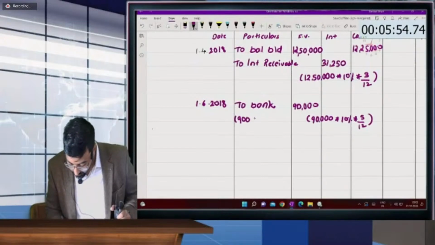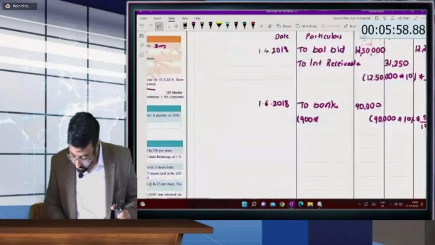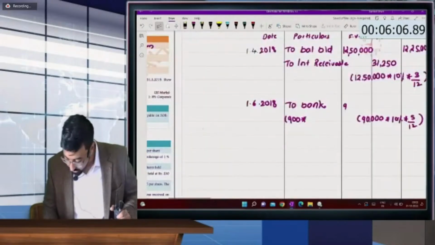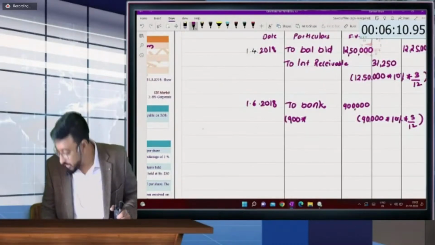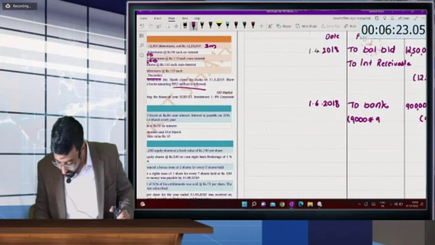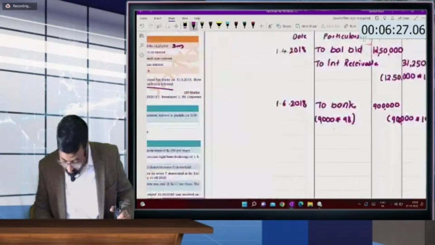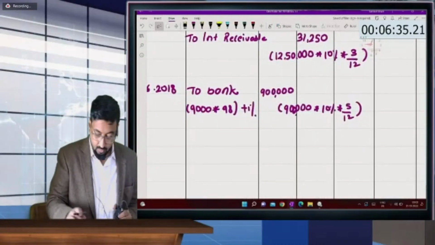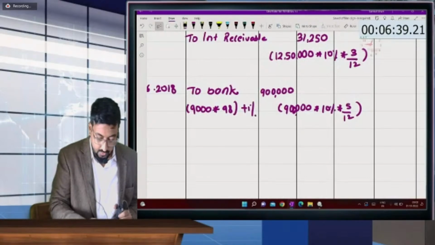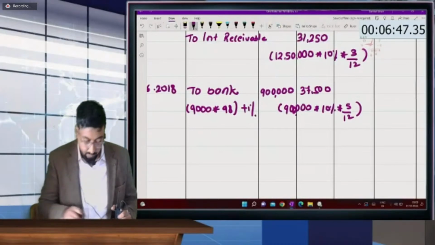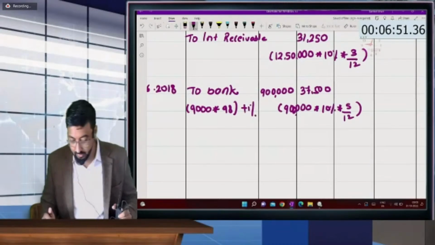Sorry, this is not 90,000, it is 9 lakhs. 9 lakhs into 98 plus 1%, and 9 lakhs into 10% is 37,500. Plus 1% gives 890,820.